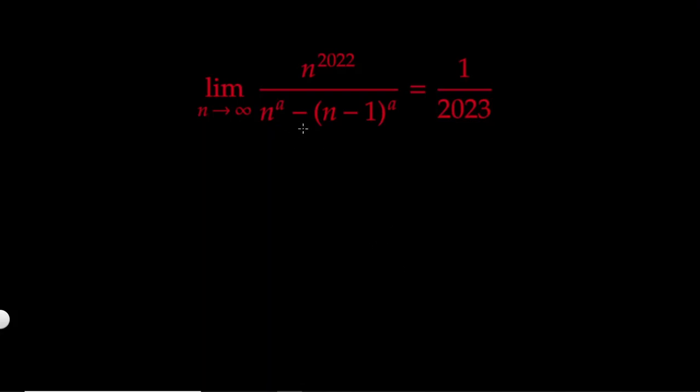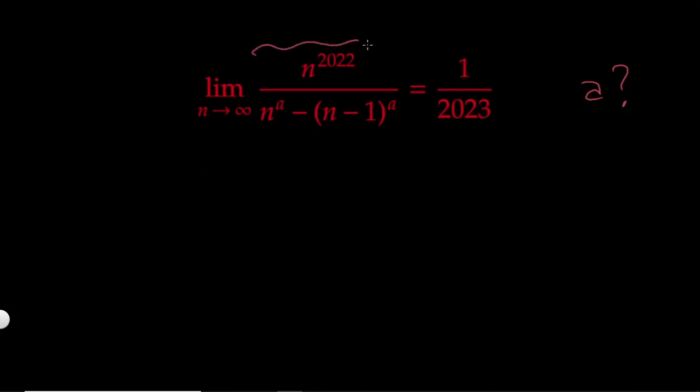I have a problem: the limit as n goes to infinity of n to the 2022 over this thing is equal to 1 over 2023. Let's see how we can do it. Our goal is to find a. I have n to the a minus this stuff, and if I just do a binomial expansion of this thing, the first terms will cancel, so let's see what we get.